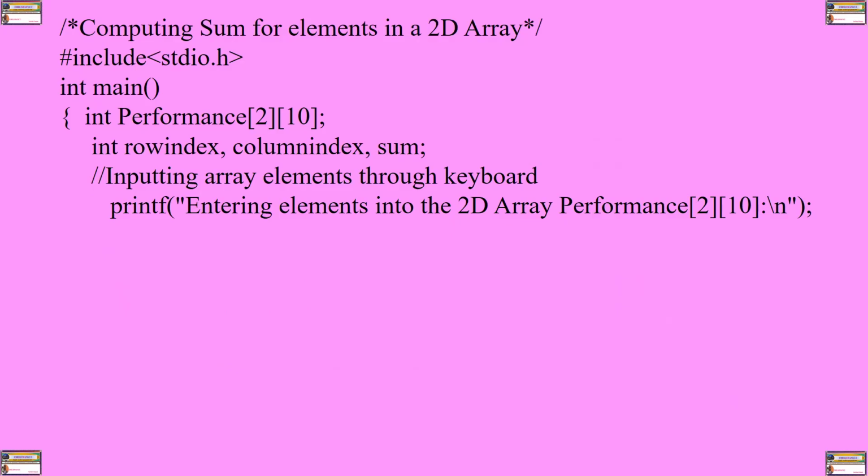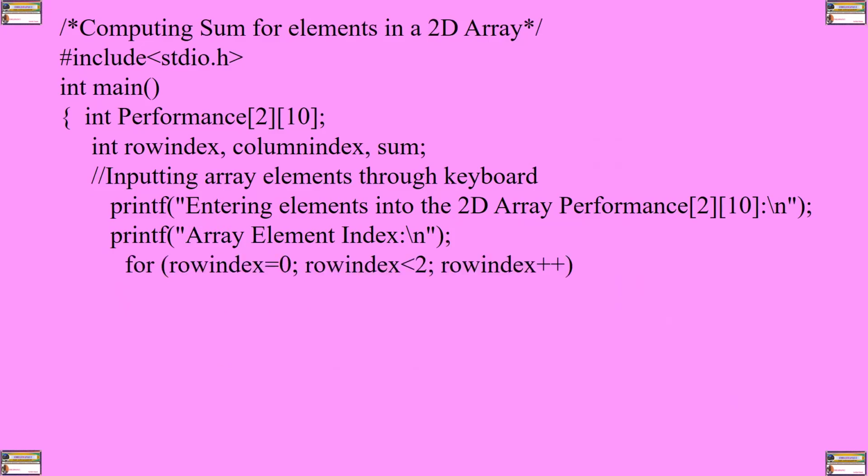Entering elements into a two-dimensional array performance, an array called performance, whose number of rows is 2 and number of columns is 10. So this text will be displayed on the screen, followed by the text, array element index. From there, there is a for loop that will allow us to enter various elements.